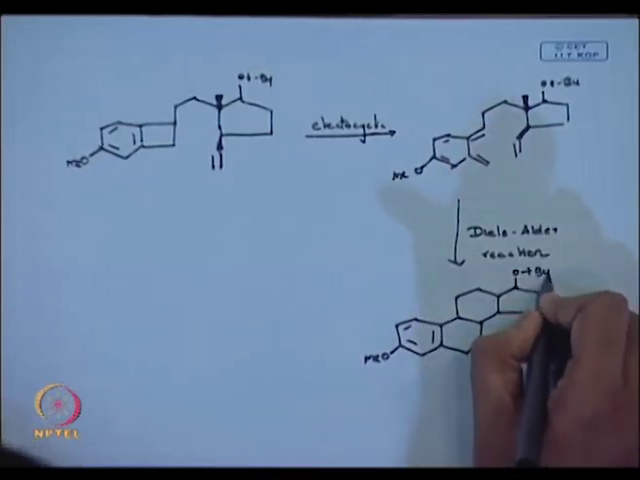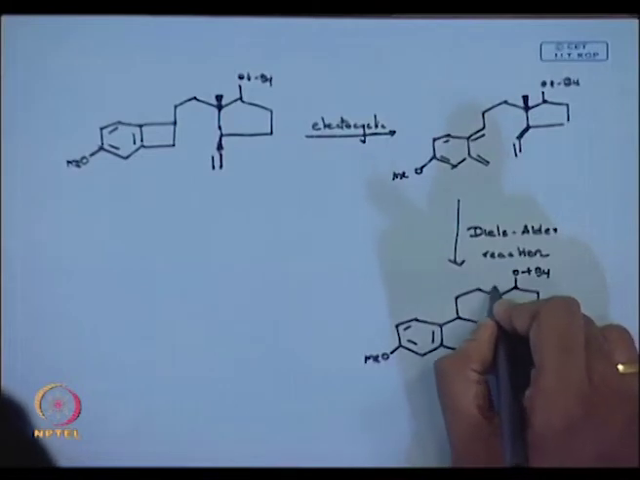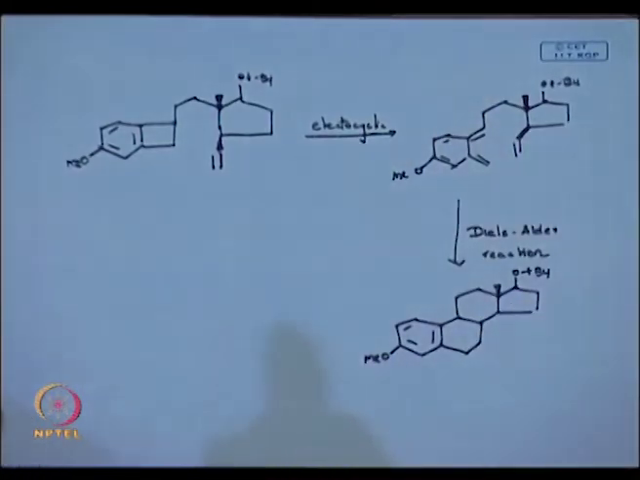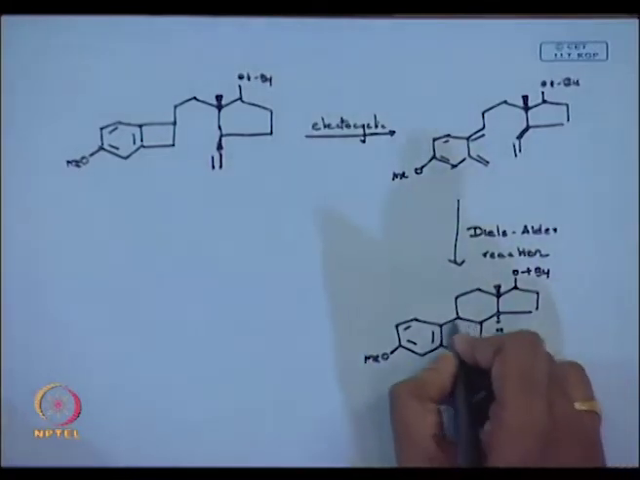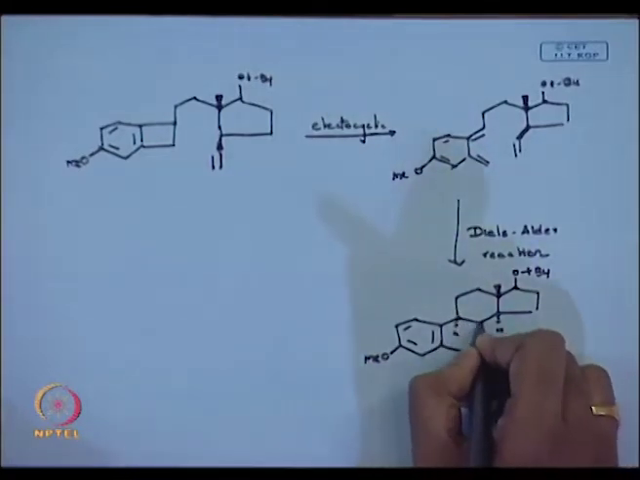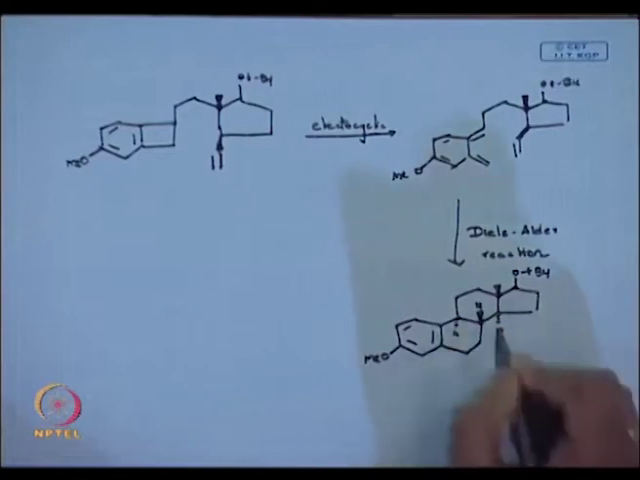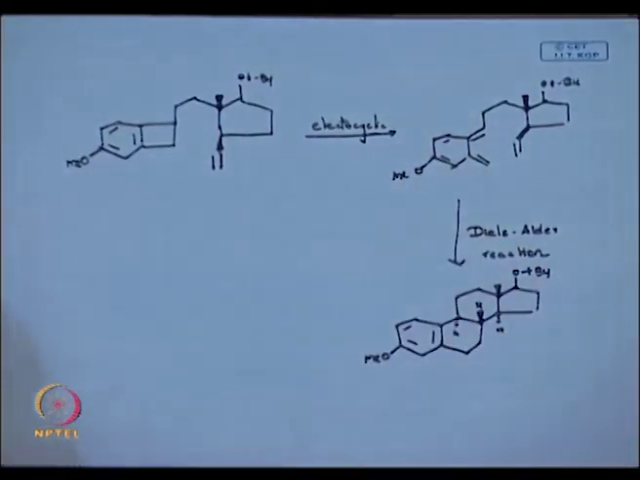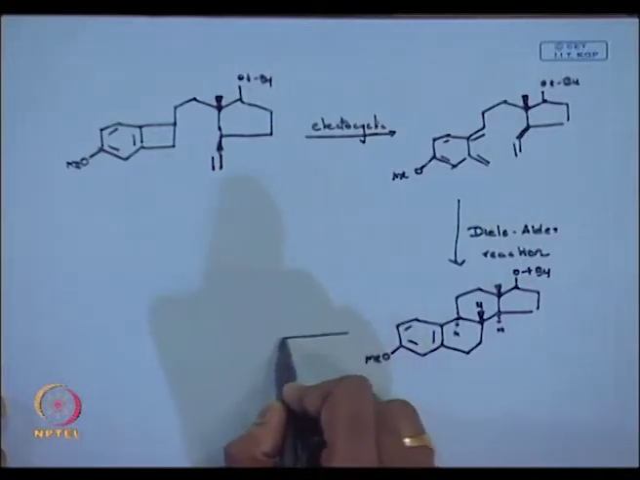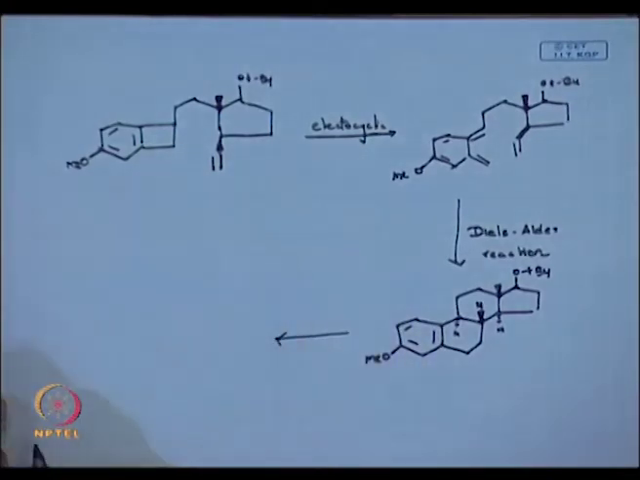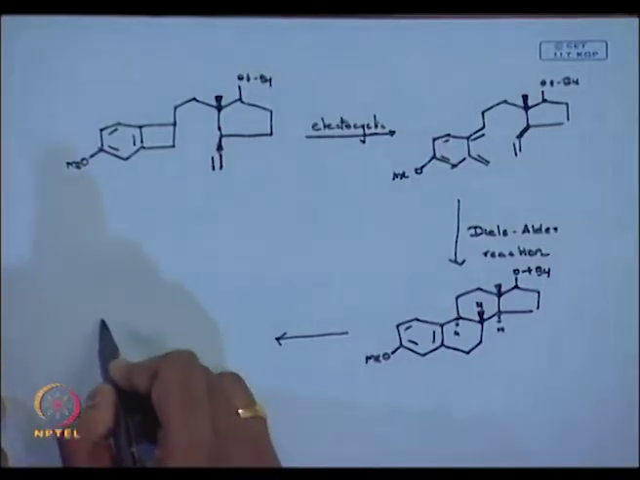Tertiary butyl, you have here, so you have a ring closure here, you have a system with a hydrogen outside. You can think about this. Then you can always demethylate this to your hydroxy group, that is your estradiol.